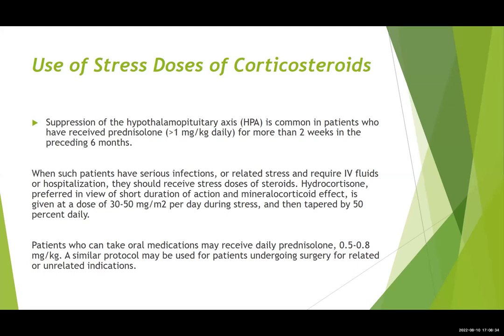If he is very ill and cannot tolerate oral, you can use hydrocortisone 30 to 60 milligram per square meter of surface area per day during stress, with antibiotic, and then taper. If the patient can take oral, you can use prednisolone 0.5 to 0.8 milligram per kilogram. This is associated with good outcome, especially in infection, and you can apply this rule to surgery when the patient is going to have a surgery.